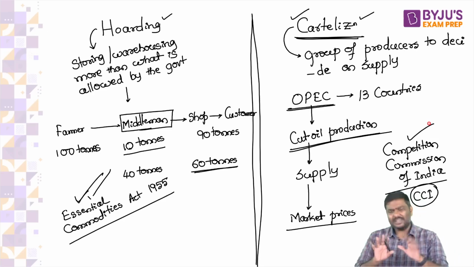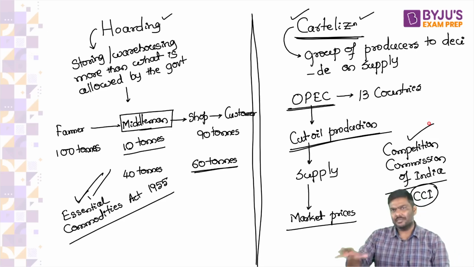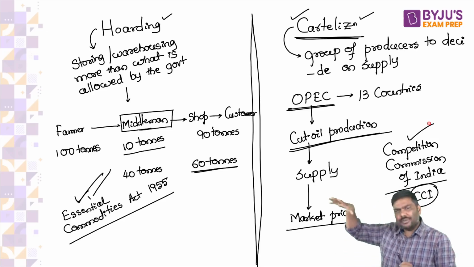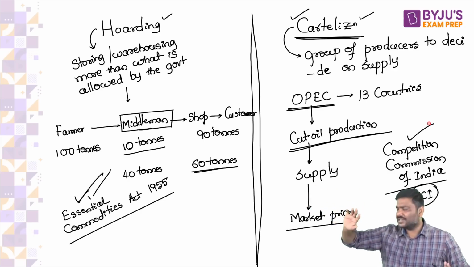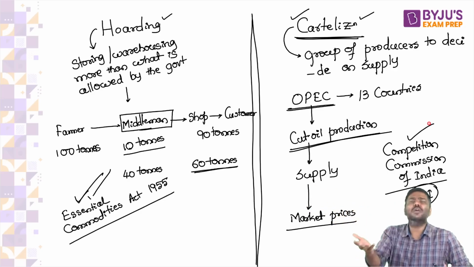Done. And again, please understand the idea of the Competition Commission of India. There could be only one supplier also in the market. I hope you understand. One supplier means monopoly.